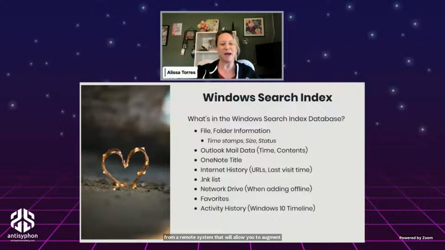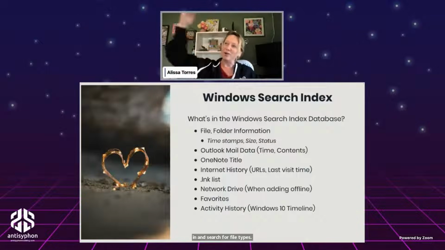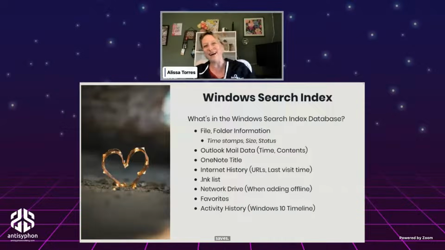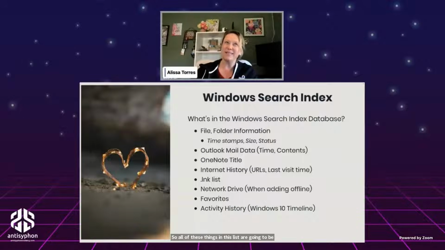So not only am I able to get decent visibility into the contents of directories, but I can go in and search for file types. I can search for keywords that are located in files and come away with some insights into the auto summary that's saved. So all of these things in this list are going to be quite valuable. I'm going to point out some of these columns that are going to show up in our database, whether it be the ESE database or the SQLite database.